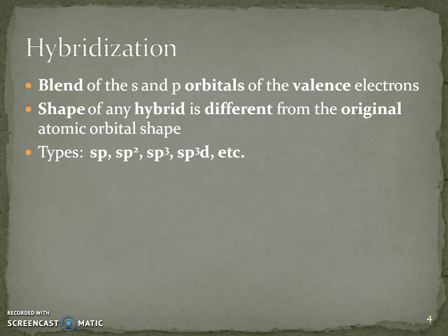So hybridization is just the blend of orbitals. Of course, that blend of orbitals comes from those valence electrons. It's a hybrid, so if it's a hybrid, that means the shape has changed a little bit. You already learned about the s orbital being a sphere. Well, when a sphere from one atom combines and mixes with a p from another atom, now we have what's called the sp hybridization, or hybrid.